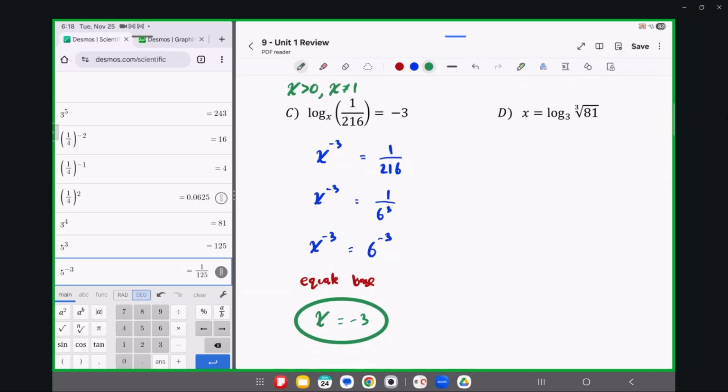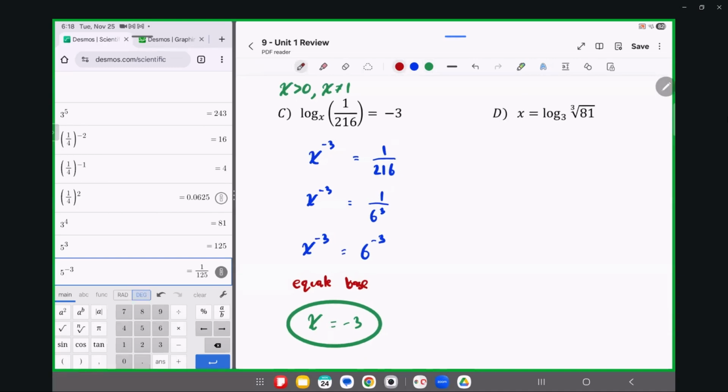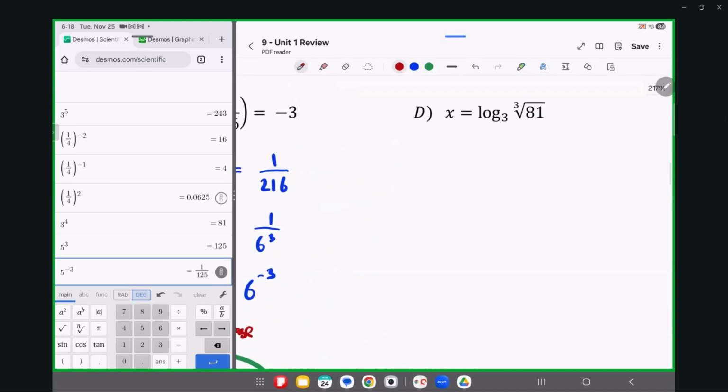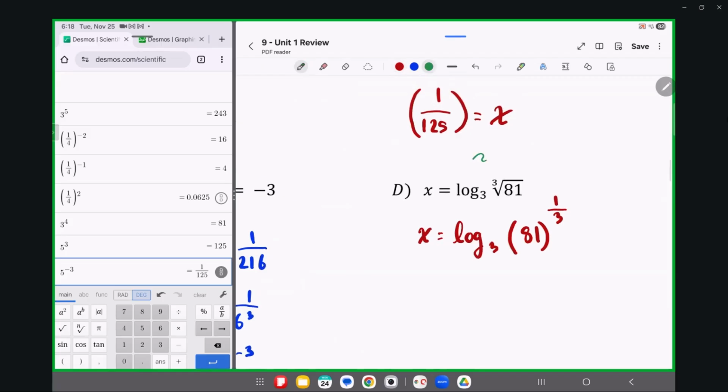Letter D here, we've got x is equal to log base 3 of the cubed root of 81. So remember, when you have a radical base, write that using a rational exponent. So this will be x is equal to log base 3 of 81 to the power of 1 over 3. And so if you have, say, the nth root of a, that's the same thing as a to the power of 1 over n. Okay, we're using that rule.